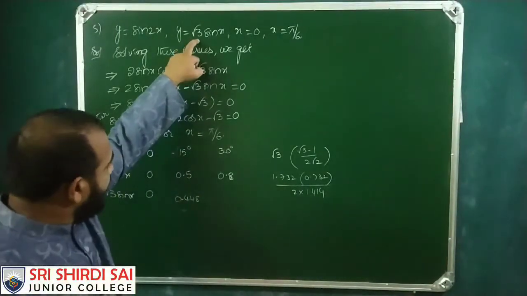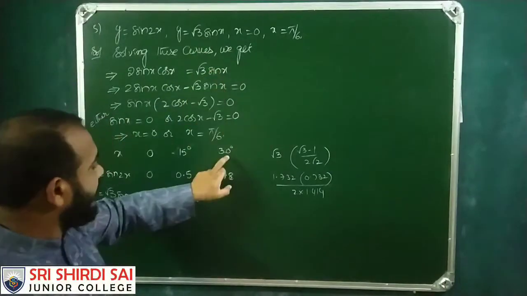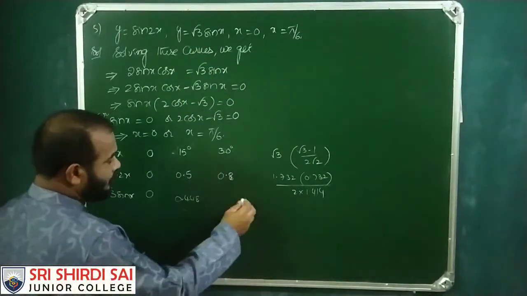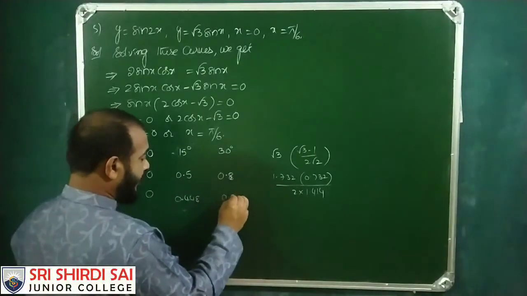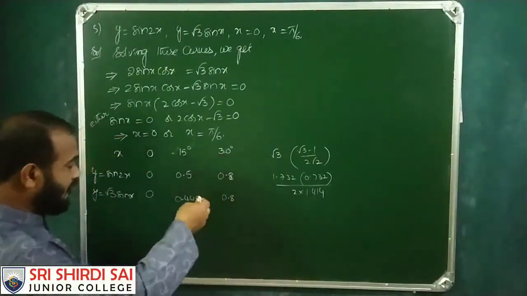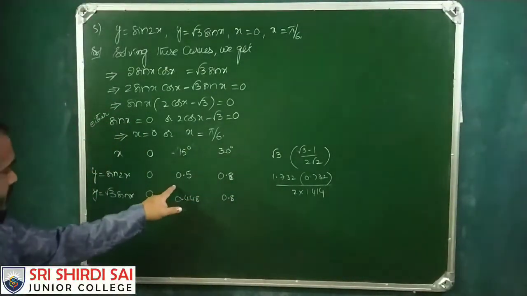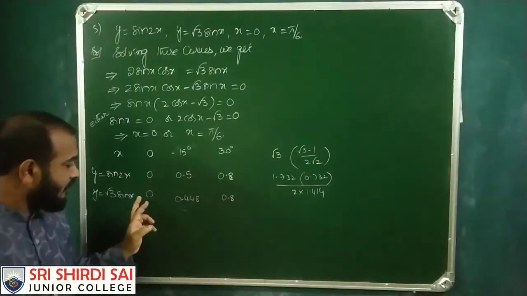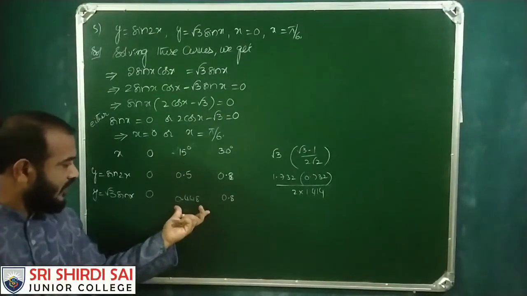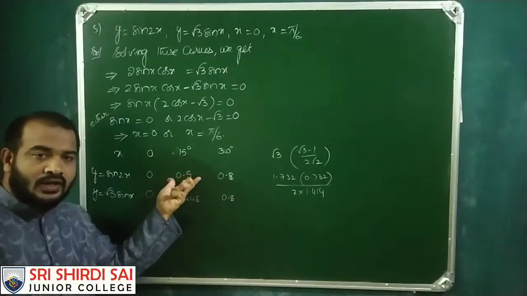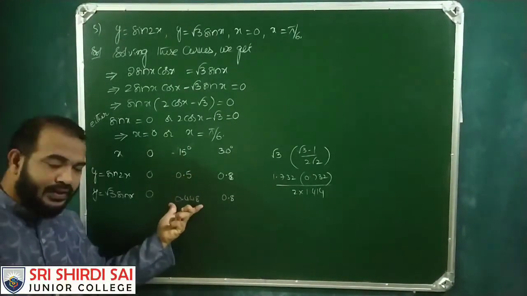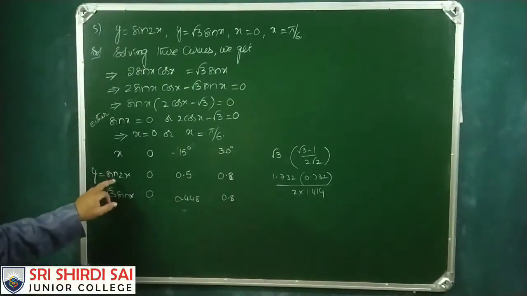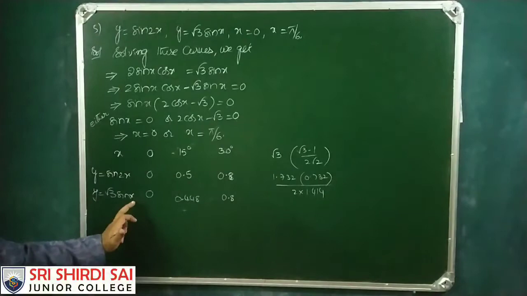And root 3 sine 30. Sine 30 is 1 by 2, so root 3 by 2, which is 0.8. Therefore we see that for sine 2x the values are 0, 0.5, 0.8, and here they are 0, 0.448, 0.8. Therefore sine 2x is the dominating curve and the other lies under it. So the upper curve is sine 2x and the lower curve is root 3 sine x.